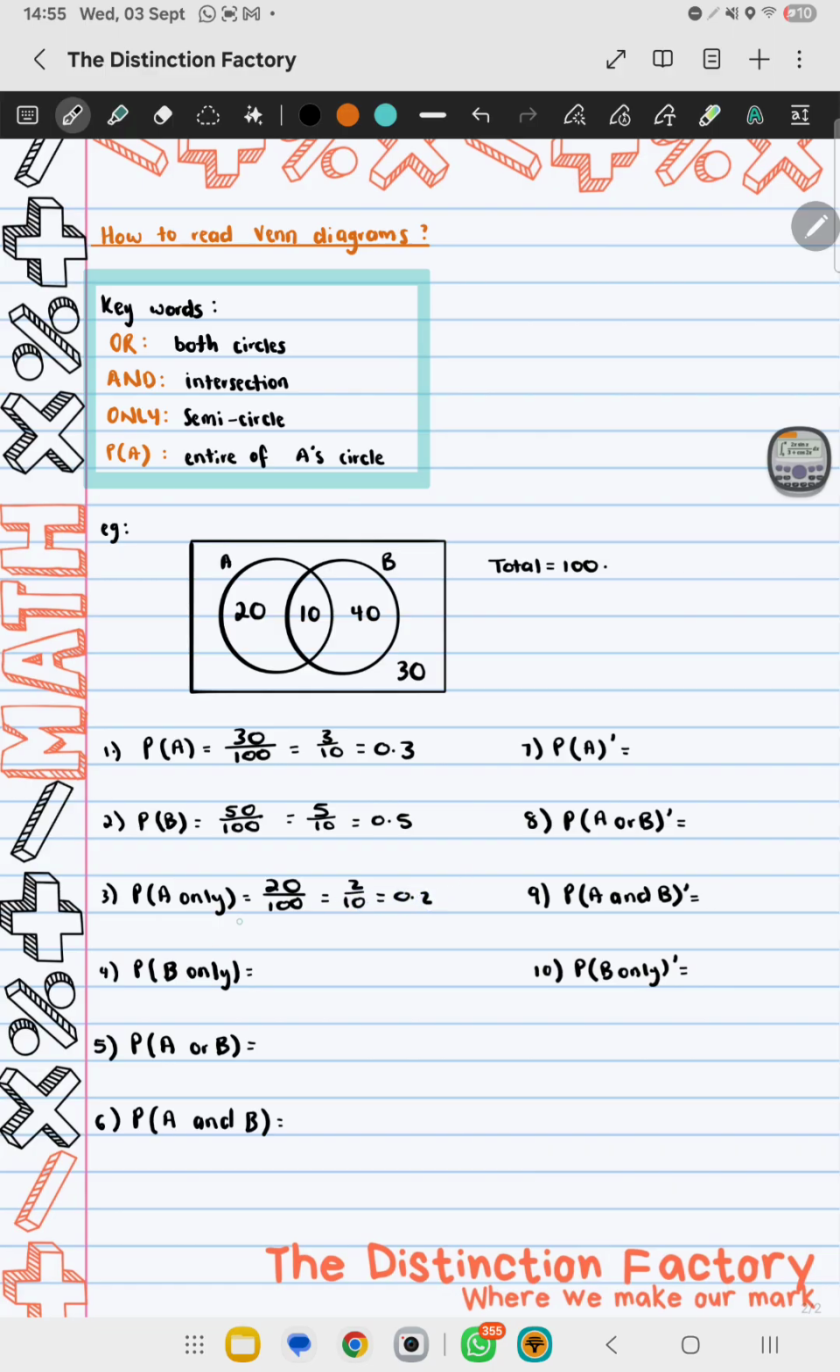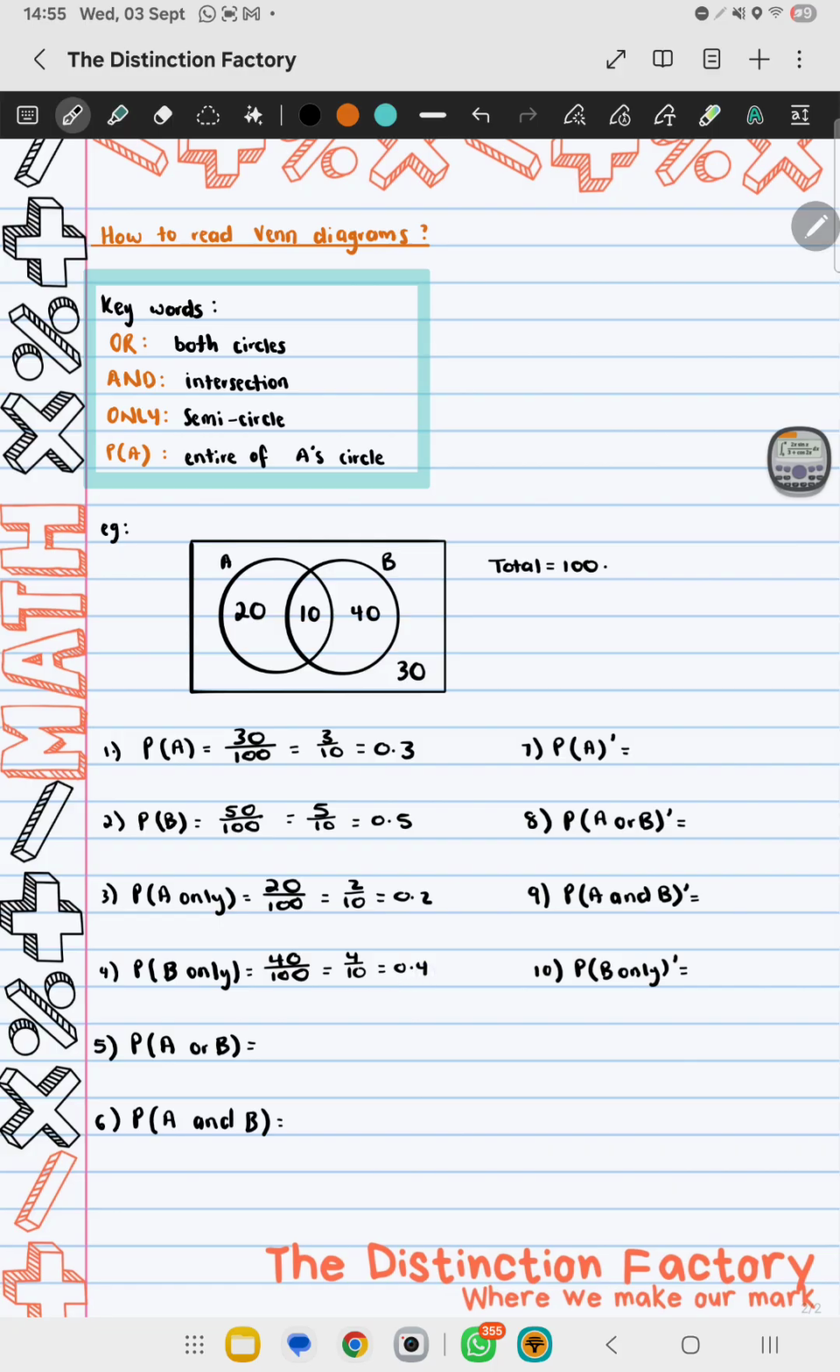The next one says B only, so we are looking at the semicircle of B, and that only has a 40 in it, so our answer will be 40 over 100, which can be simplified to 4 over 10 or 0,4.